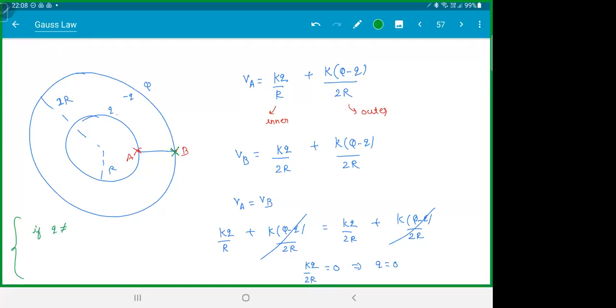If q is not 0, there will be field lines between R and 2R, and therefore potential should change. But we know VA is equal to VB. Clear? Everyone got the shell thing?